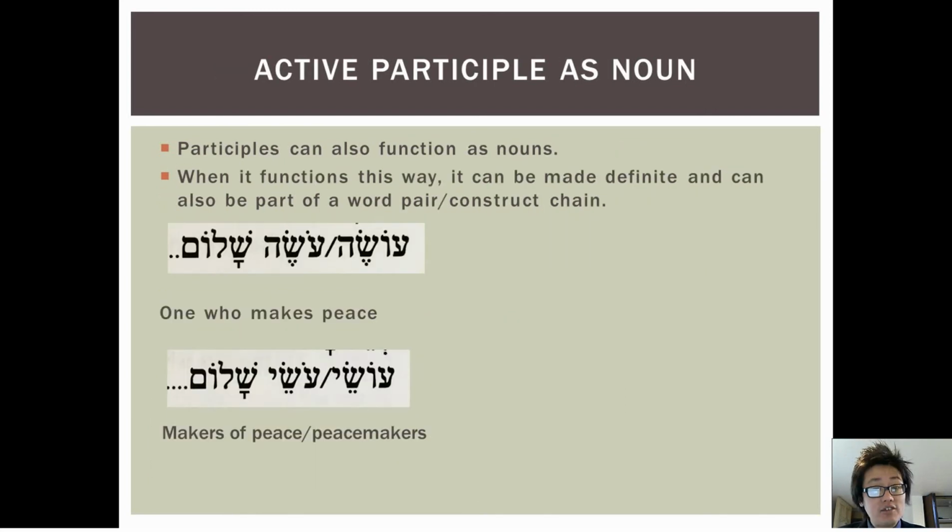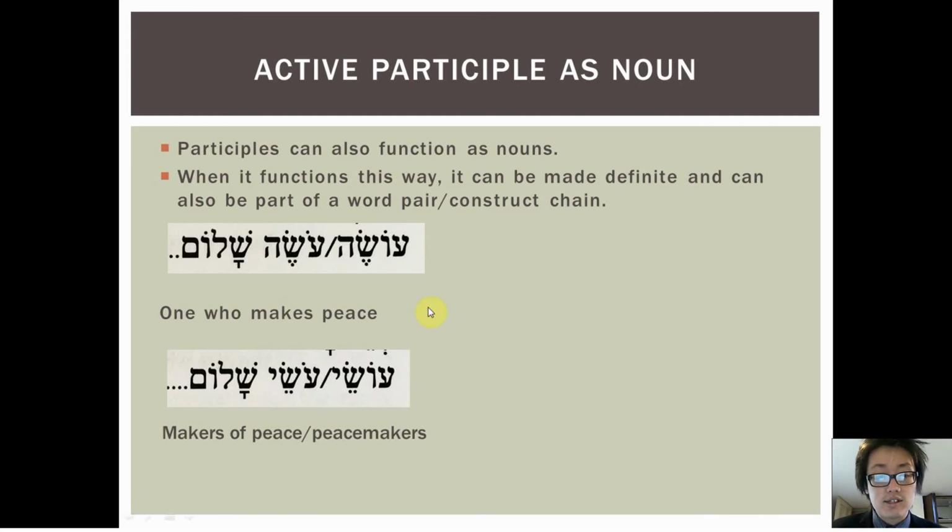What about the active participle as a noun? This is the third and final function of the active participle. So they can also function as nouns. When it functions this way, it can be made definite. It can have the hey, the definite article, and can also be part of a word pair or a construct chain. So that's going to be a little bit interesting, especially when we come to the plural forms of the participle. So let's look at the first one.